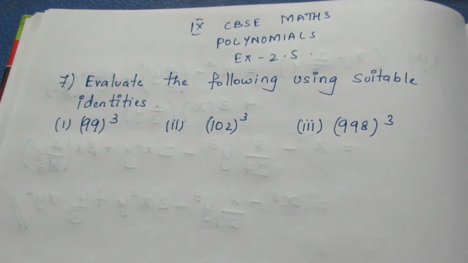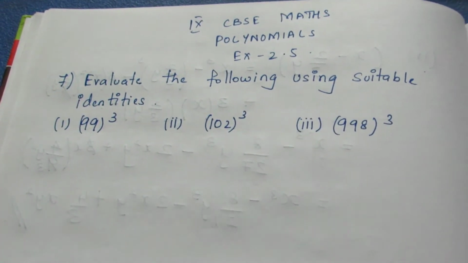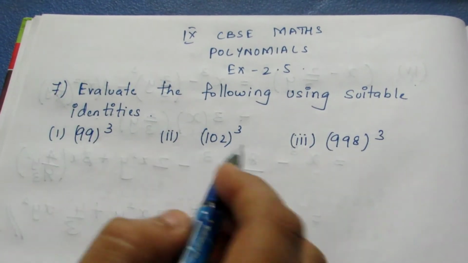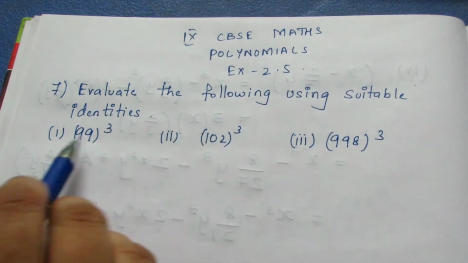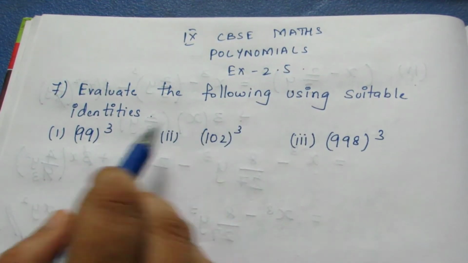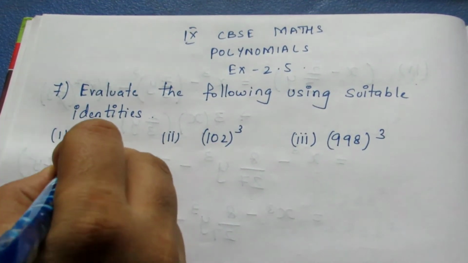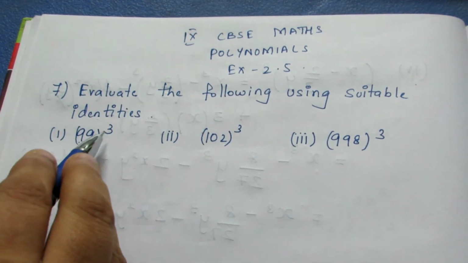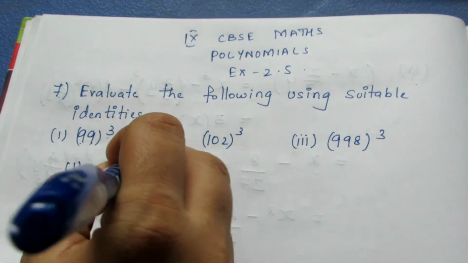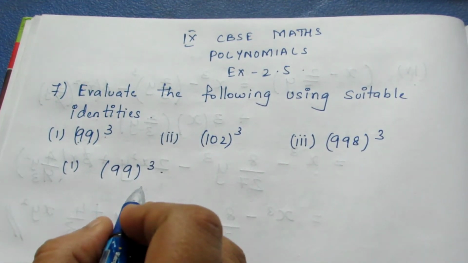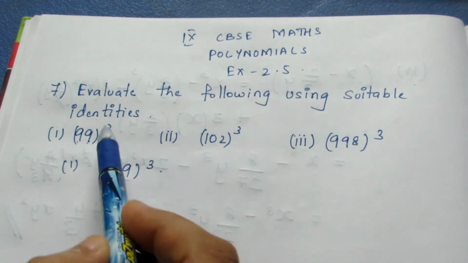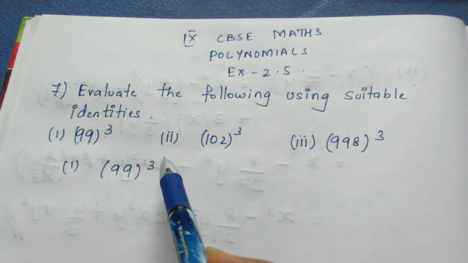Today we are going to see 9 CBSE Maths Polynomial Exercise 2.5, question 7. Let's see the question. Evaluate the following using suitable identity. So using suitable identity we are going to find the following. In the first sum it is given as 99 the whole cube. So we need not multiply this as 99 into 99 into 99. We are going to use a suitable identity and we are going to find the 99 cube.